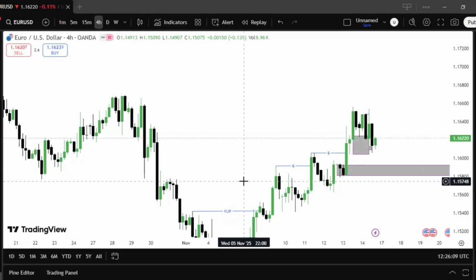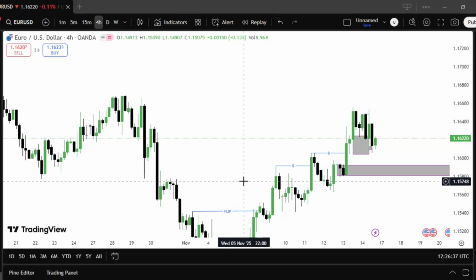So on 4 hours, I'm currently on a demand zone. Daily, it's a higher point; 4 hours, it's a demand zone. This demand zone is where the market has to react and give us something to decide our point. So whatever comes here is what we take.